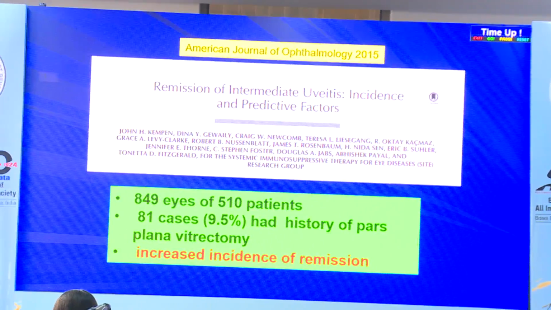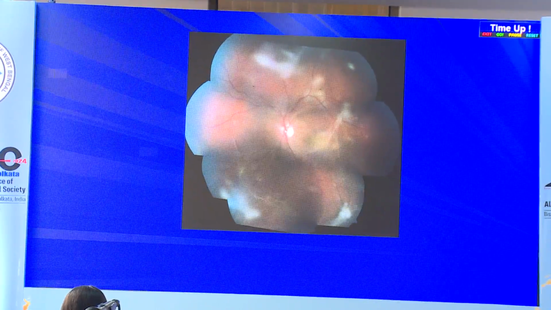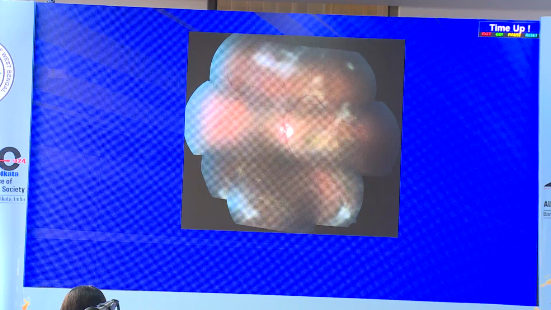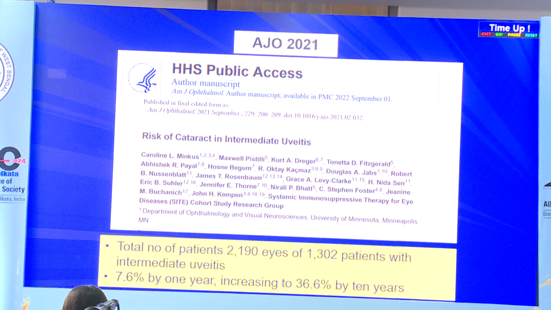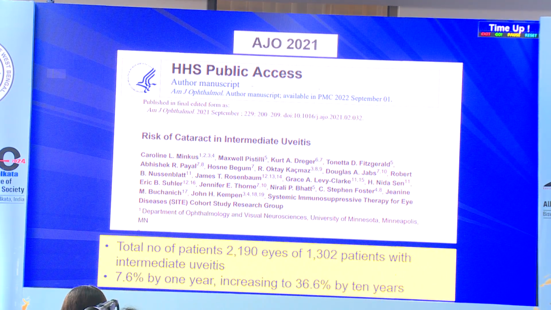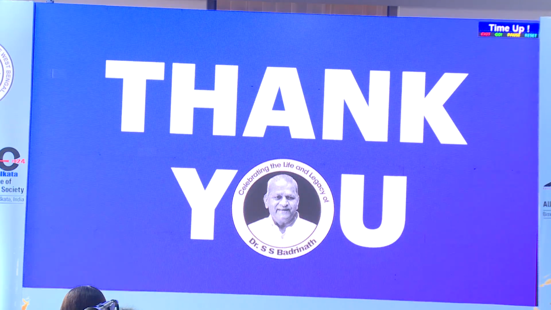Vitrectomy is found to be effective when there is recalcitrant uveitis. This is one of the cases where there is a dense vitreous opacity with exudates, and here vitrectomy will work out well. Complicated cataract can occur in 7.8% of patients at 1 year, increasing to 36.6% at 10 years. When do you operate? Wait at least 3 to 6 months, best for the burnt out stage, with preoperative topical, systemic, and periocular steroid, IOL in the capsular bag, foldable lens. In case of hypotony, you may need to combine with pars plana vitrectomy.